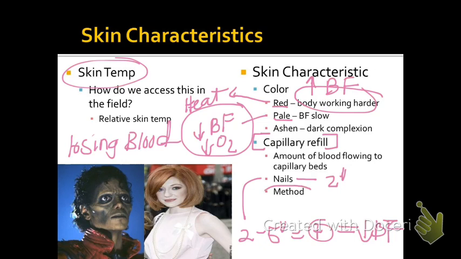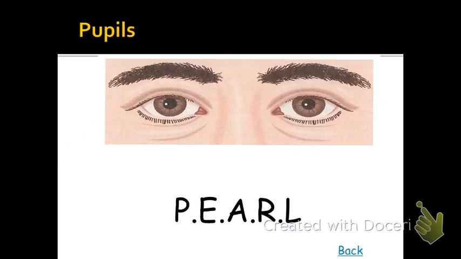One area of concern is females, because we do wear fingernail polish. In that case, you can either use the toenails or you can scrape off the fingernail polish to get a capillary refill. So one other area of concern, which is dealing more so with head injuries and blood flow and circulation, is looking at the pupils and assessing the patient's pupils.